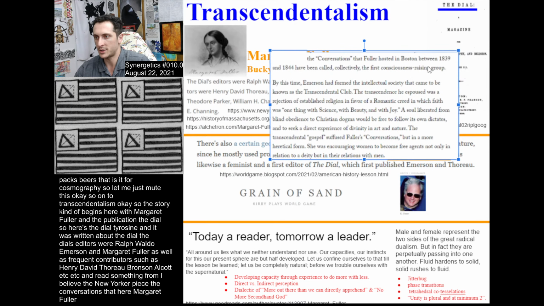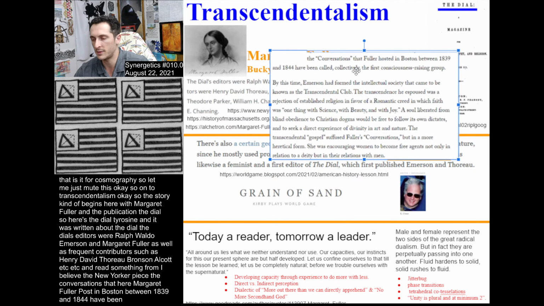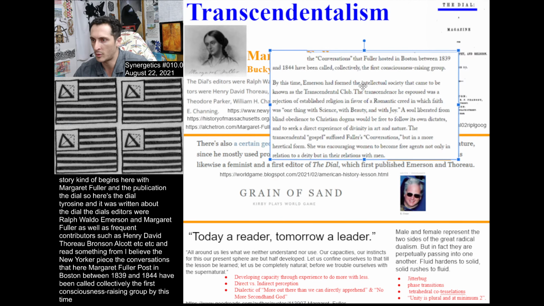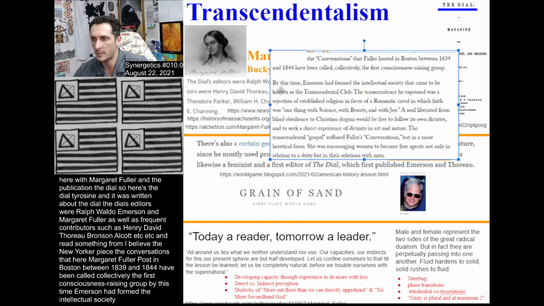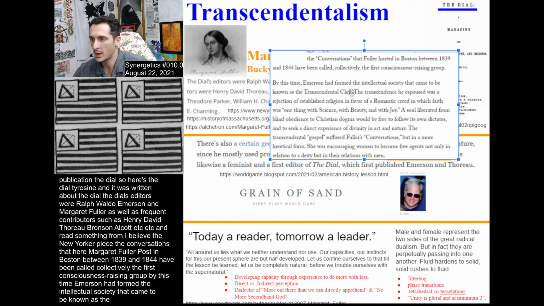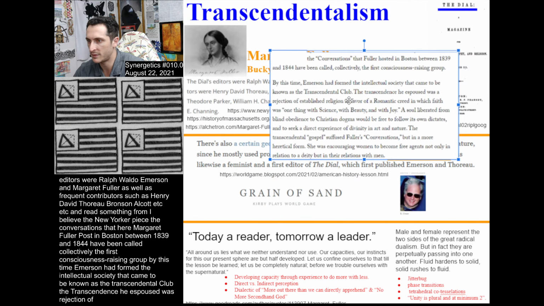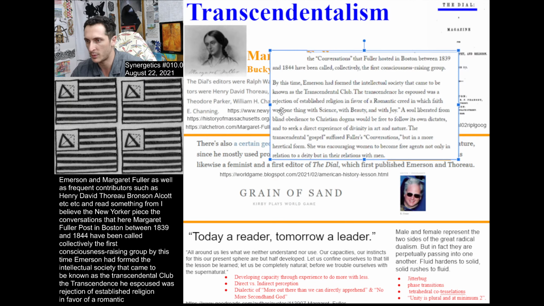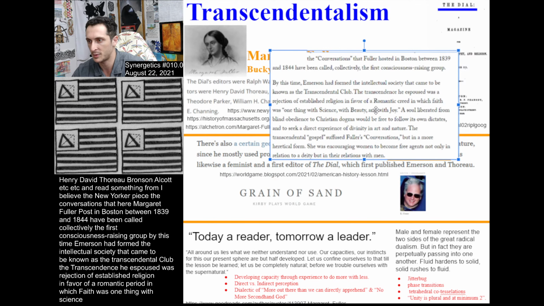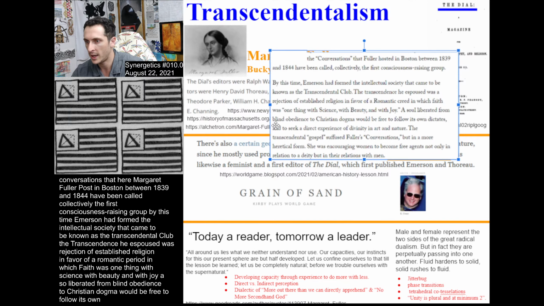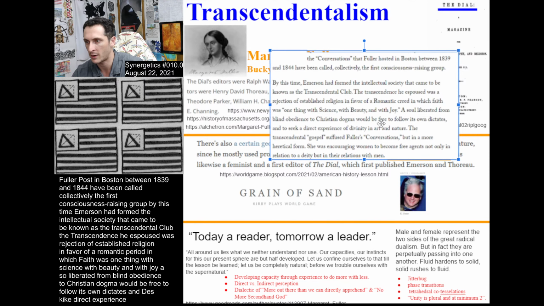And to read something from, I believe, the New Yorker piece, the conversations that here Margaret Fuller hosted in Boston between 1839 and 1844 have been called collectively the first consciousness-raising group. By this time, Emerson had formed the intellectual society that came to be known as the Transcendental Club. The transcendence he espoused was a rejection of established religion in favor of a romantic creed in which faith was one thing with science, with beauty, and with joy. A soul liberated from blind obedience to Christian dogma would be free to follow its own dictates and to seek a direct experience of divinity in art and nature.